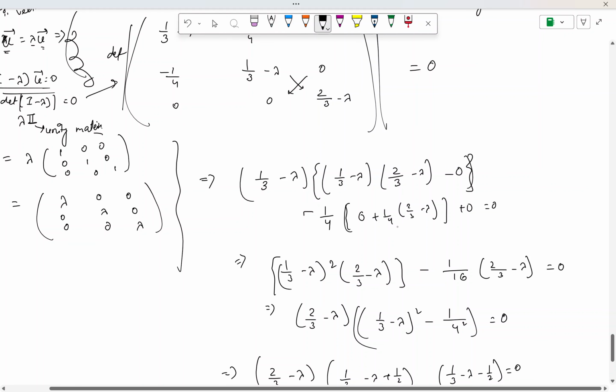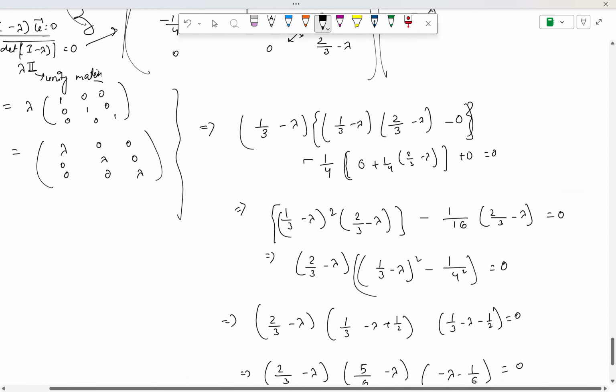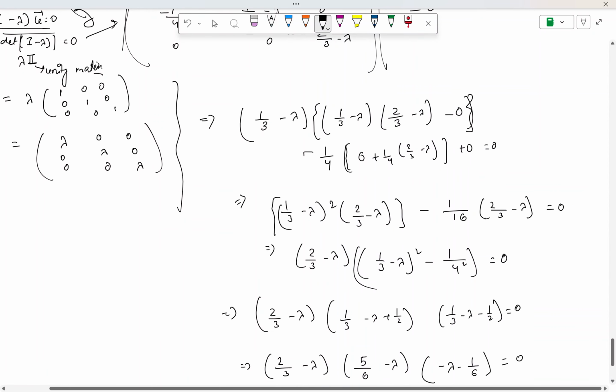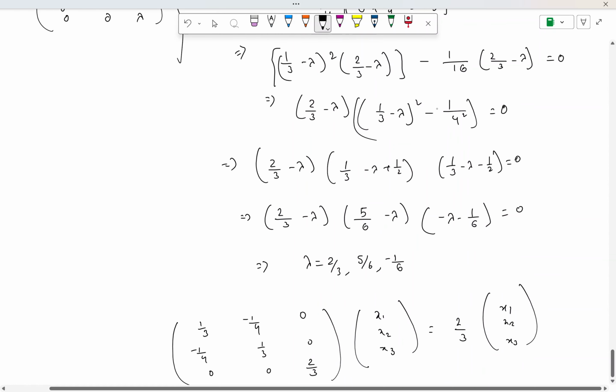Now carefully distinguish each of the terms and find out some common factors. Here 2/3 minus lambda is common in both of the terms, so you just take it common, and 1/3 minus lambda whole square minus 1 by 16 is written down as 1/4 square. So this is equal to 0. Now this is sort of like a squared minus b squared, so you get the formula a plus b into a minus b. And now you get 3 roots of lambda, each different from each other, which is 2/3, then 5 by 6, and then minus 1 by 6.